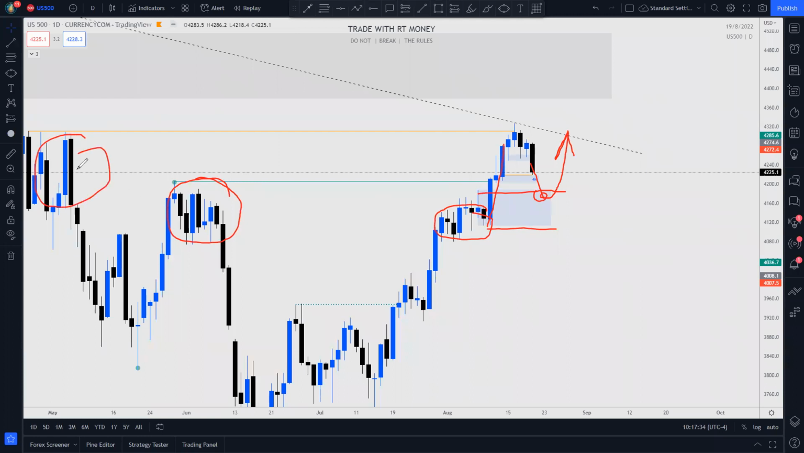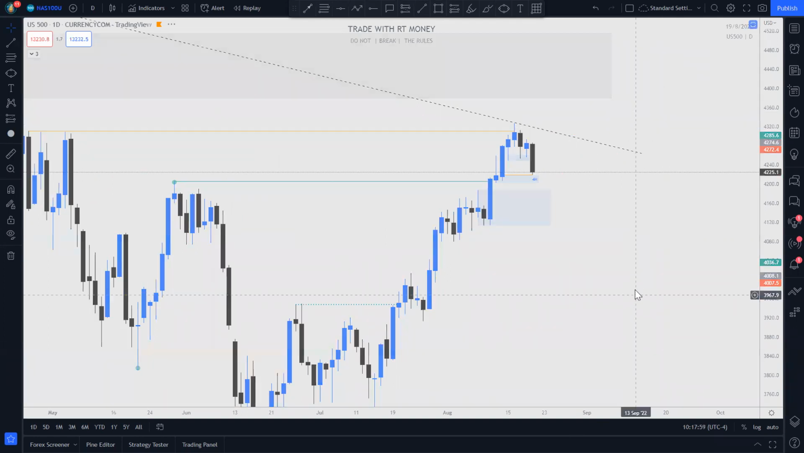Price is fighting its way through this. If it makes it through, I'm looking here, where the demand is left behind, and I'll see if we can take that any further. I love my flip zones. That's my bread and butter. So look for the same thing.